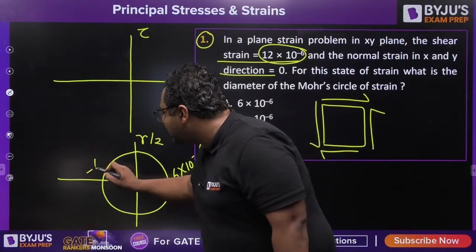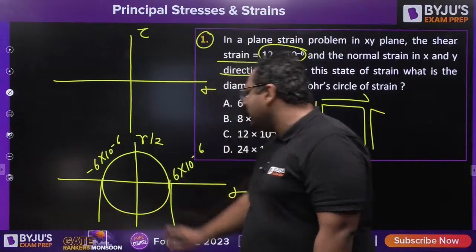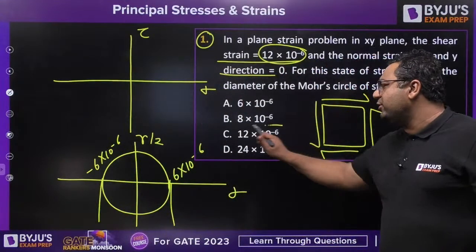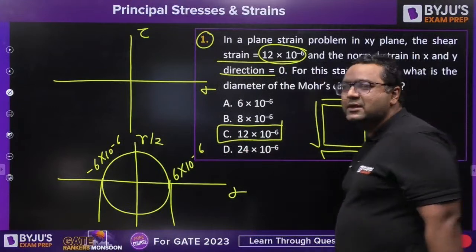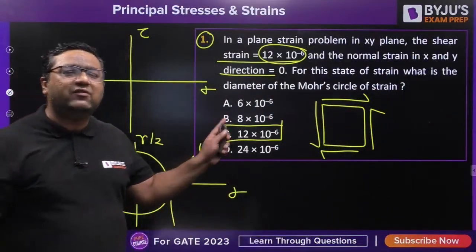And this is going to be minus 6 into 10 to the power minus 6. So if you see the diameter, it is going to be 12. So the answer is going to be 12 into 10 to the power minus 6. Those who know how to draw the Mohr circle, for them this question is very, very easy.